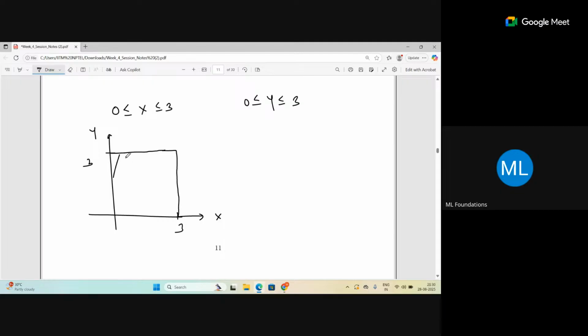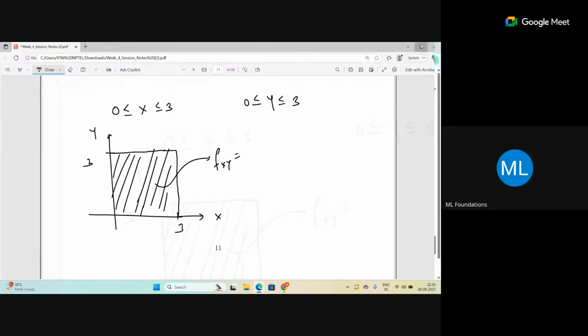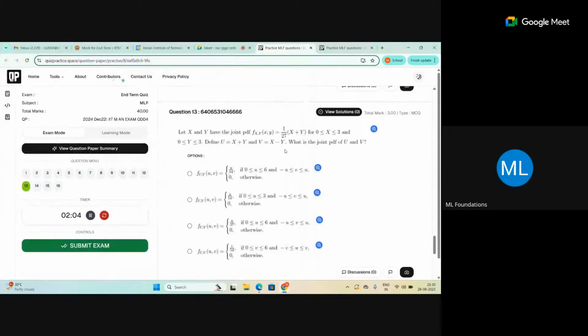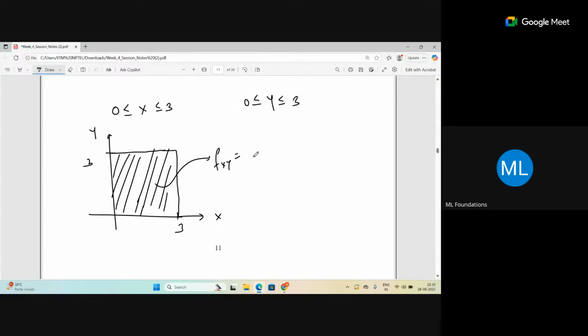What do you mean by support? Over this region, the joint density occurs, right? And I think that joint density is equal to 1 by 27 (x plus y), right? I hope all of you understand what support means. Outside of the support, that is equal to 0, correct? On the support, this is the joint density, and we can find out different probabilities, right?